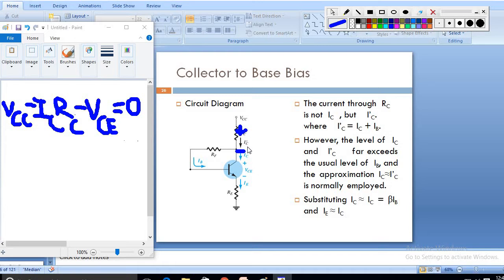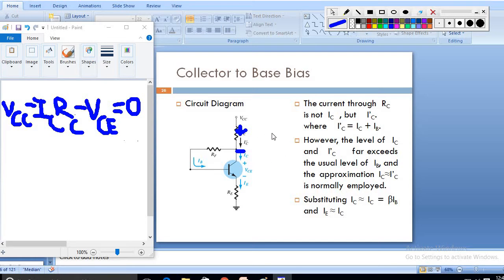Why am I assuming IE is equal to IC? See here, this IC dash is the current flowing through this branch RC. The same current IC is flowing across RE, right? So IE is equal to IC. The same current is flowing in this direction. This IC only has to flow through this RE. For that reason IE is equal to IC.